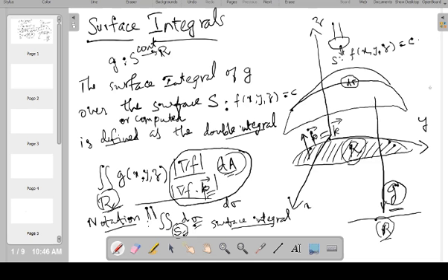If I am applying a torch here, this is my torch, then the shadow will be on the xz plane. So in that case, a vector perpendicular to the shadow region is the vector j, that means the vector 0, 1, 0.